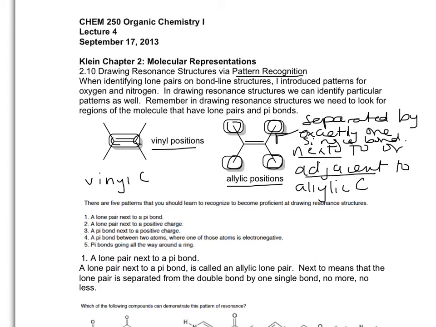So there are 5 patterns that we're going to learn to recognize. We can have a lone pair next to a double bond. We can have a lone pair next to a positive charge. We can have a pi bond next to a positive charge. A pi bond between 2 atoms, where one of the atoms is electronegative, or pi bonds going all the way around the ring. So let's start with a lone pair next to a pi bond.